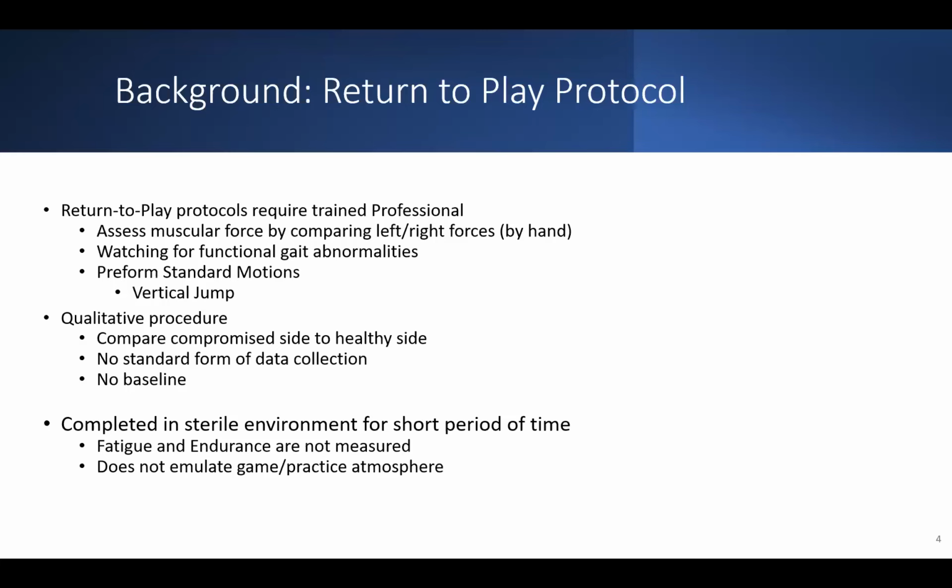So, background for the return to play protocol. Return to play protocols require a trained professional who conducts a qualitative assessment on the injured athlete, who has to perform a range of standard motions compared to their healthy side. For our standard motion, we conducted our motion on the vertical jump. As I said, they compare the compromised side to the healthy side, and there's no form of data collection from athlete to athlete or school to school. So there's no baseline nationwide.